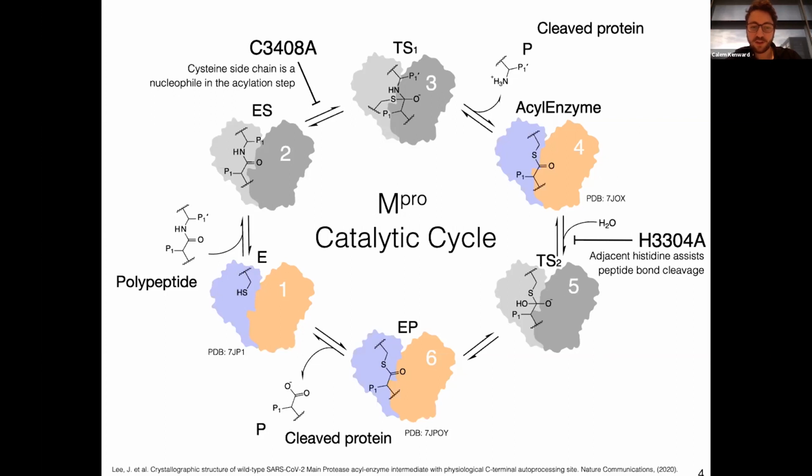The colored cartoons represent the structures described in that paper. I'm hoping to examine some of the other structures, the ones in gray, and further characterize this process using a histidine 3304 to alanine catalytic mutant with the goal of trapping the cleavage target in the active site. In this case, our target is the C-terminal auto-processing sequence that MPRO would cleave to free itself.